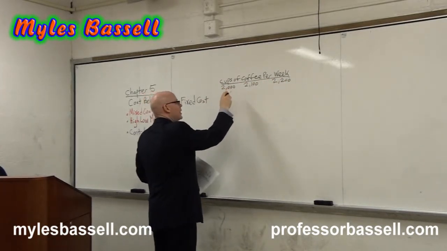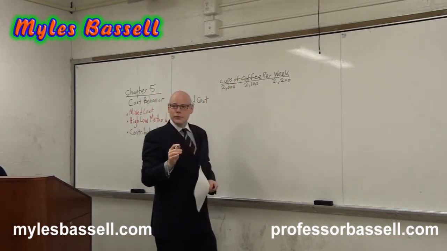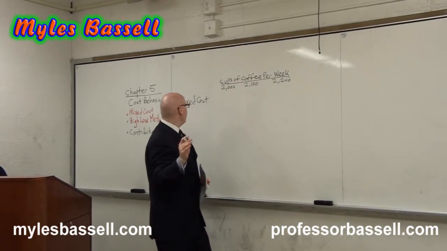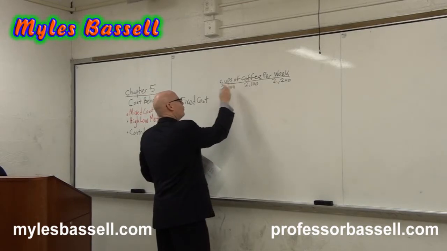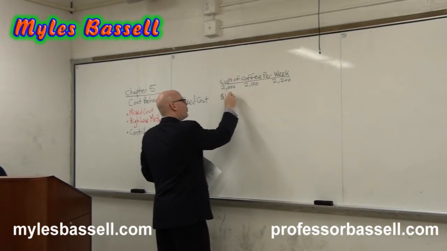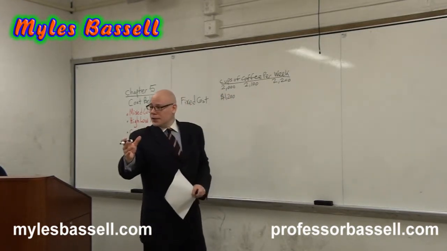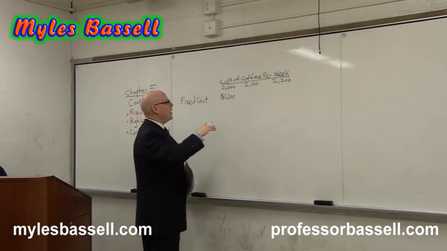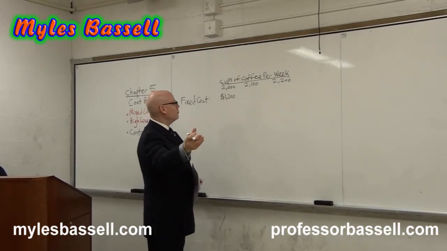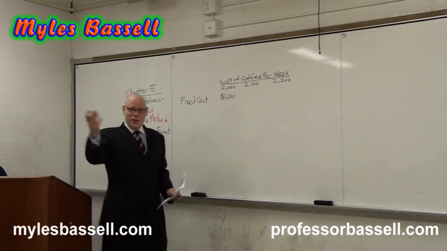Now what is the fixed cost at 2,000 cups of coffee per week? Fixed cost, 1,200. So when we make 2,000 cups of coffee per week, our fixed cost is 1,200. Now what about if we have a good week and more people are starting to drink coffee and come to our espresso, what do they call themselves? Espresso Express. There you go.